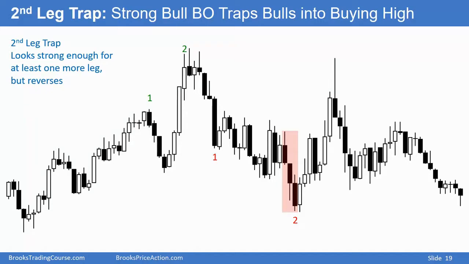Second leg traps always look strong enough so that traders believe the odds are there'll be one more leg up. But instead, you get the reversal. You have to be very careful buying above a bull channel. You have to be very careful buying near the bottom of what appears to be a trading range.